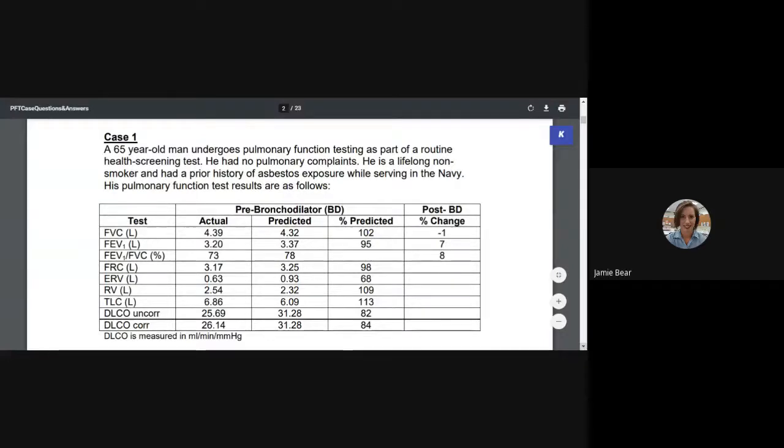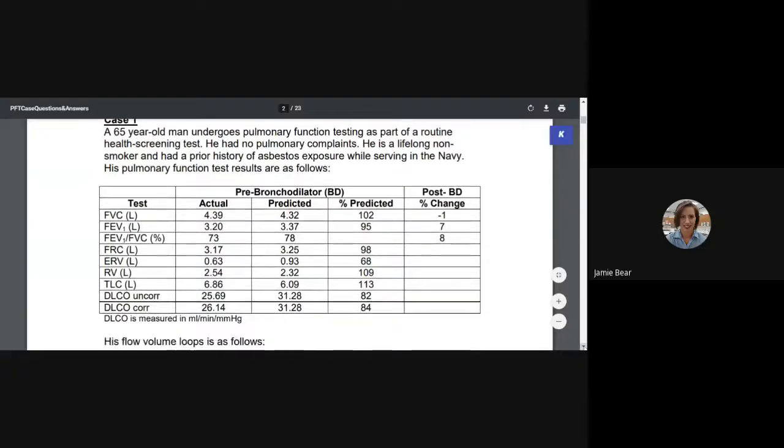Case 1, we have a 65-year-old man who undergoes pulmonary function testing as part of a routine health screening test. He had no pulmonary complaints. He is a lifelong non-smoker and had a prior history of asbestos exposure while serving in the Navy. His pulmonary function tests are as follows. Here are the predicted values, and here are the actual values. To get the percent of predicted, we go actual over predicted.